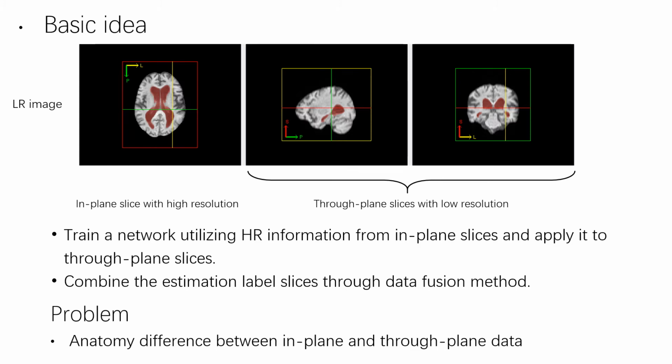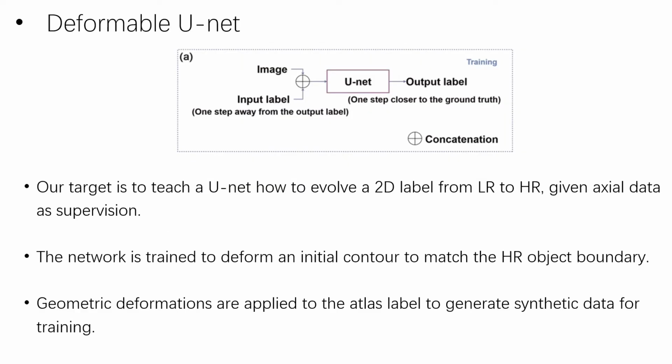However, there's a problem. Because the anatomy difference between the in-plane and through-plane data are huge, we cannot just train on the in-plane slices and then apply to another slice, like the sagittal and coronal slices. Here, we present a deformable U-net to solve this problem.